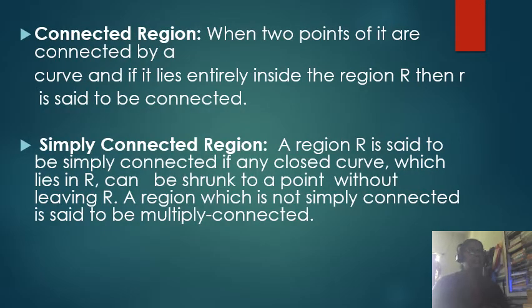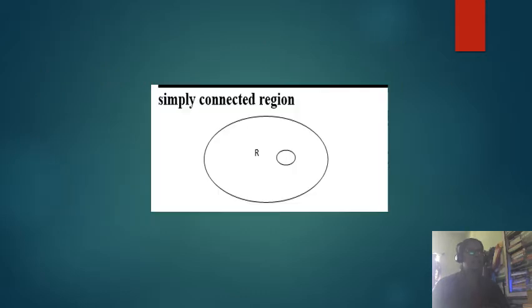Now, what is meant by the connected region? Whenever two points of the region are connected by a curve, and if it lies entirely inside the region, then R is said to be connected. Now, simply connected region. A region R is said to be simply connected if any closed curve which lies in R can be shrunk to a point without leaving R. A region which is not simply connected is said to be multiply connected.